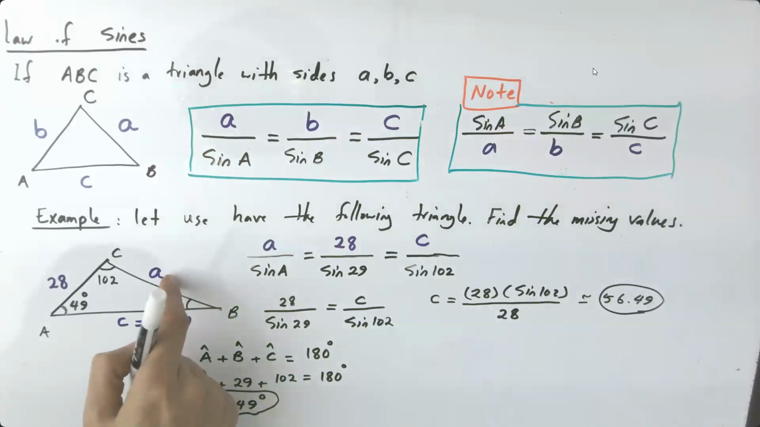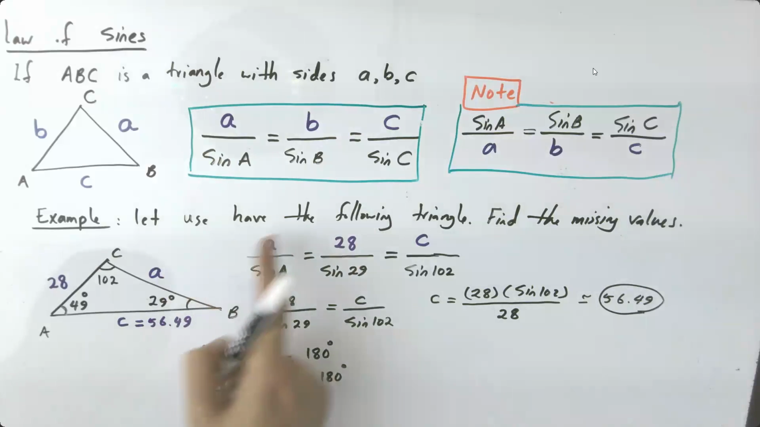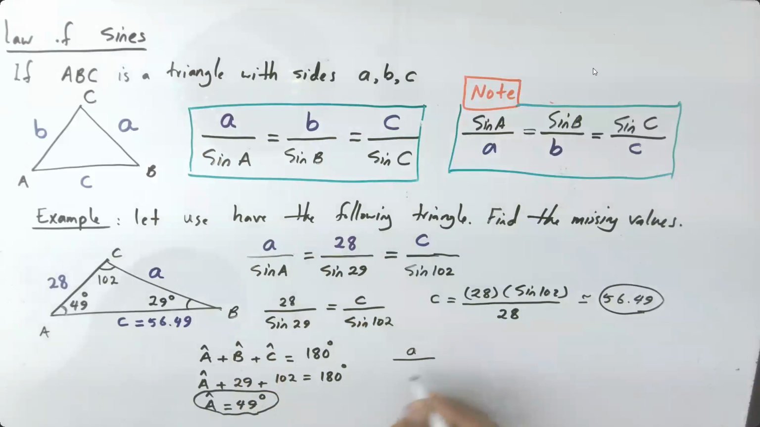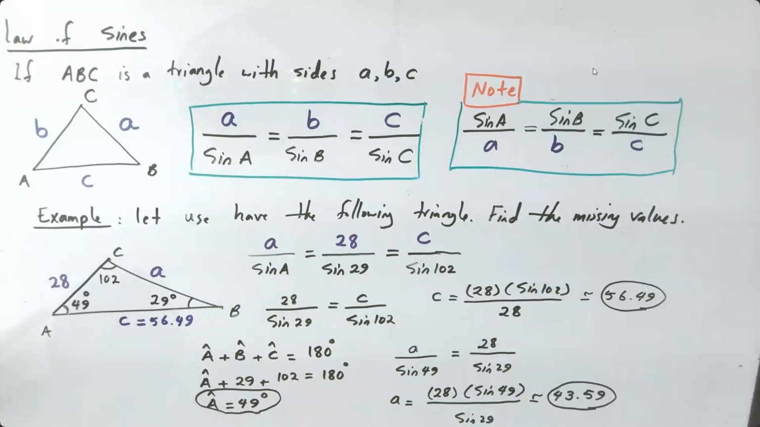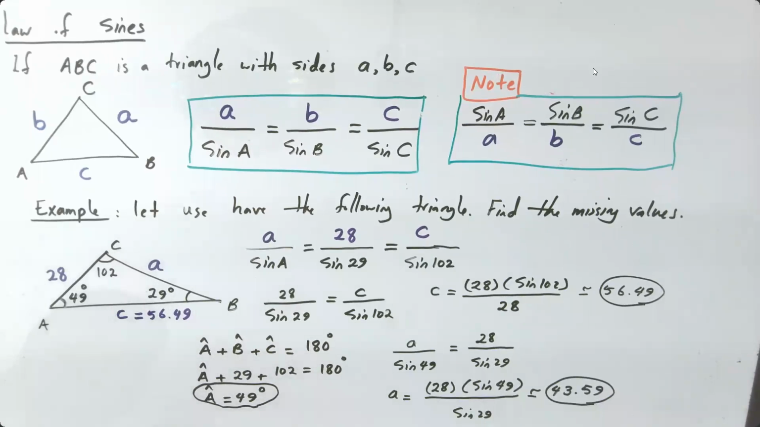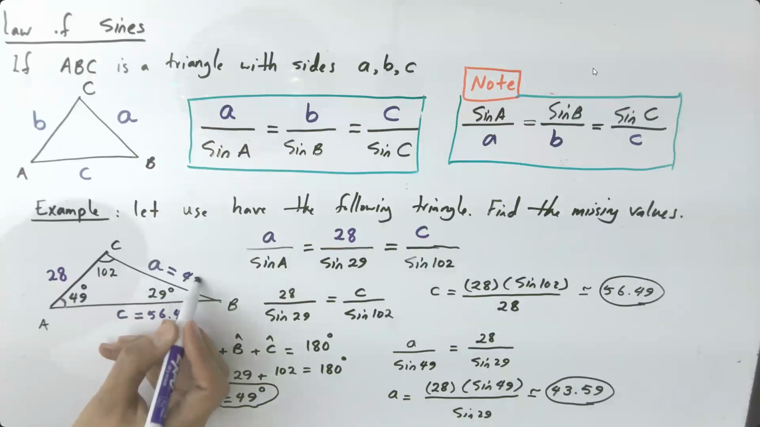Now the last thing left is a. Let's use these two: a over sine of 49 is equal to 28 divided by sine of 29. So a is equal to 28 times sine of 49 degrees divided by sine of 29 degrees, which is approximately 43.59. So we found all the missing values. That's how we use the law of sines.